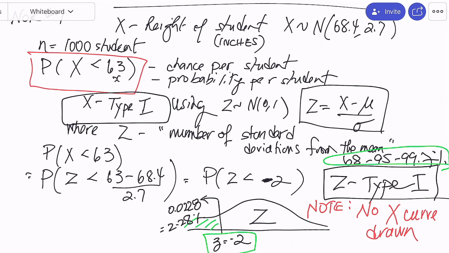Am I finished? Did I answer the question? So you always ask yourself that before you choose an option. So my suggestion, if you're doing the multiple choice problems, don't look at the options. Completely solve the question, answer the question, and then look at your options. So go back and read, what was the question? The question asked, how many students would you expect to have heights less than?